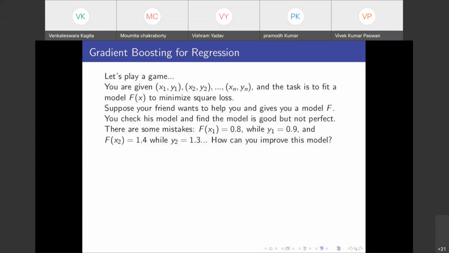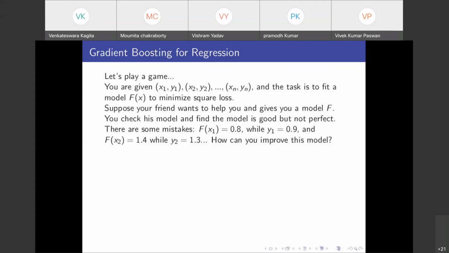Suppose your friend wants to help you and he gave you some model. Let's say that is f. You have checked his model and found that the model is good but not perfect. It means there are some small mistakes. Like if the actual value is 0.9, your friend's model is predicting it as 0.8. If the actual value is 1.3, your friend's model is predicting it as 1.4. So very minor mistakes. It's nearly perfect, but it is not perfect.